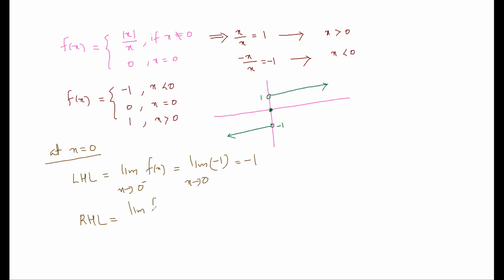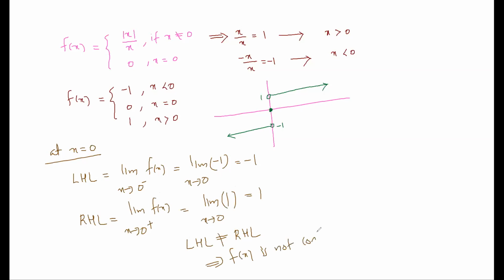Limit of that function as you are approaching 0 from the right side, the function value is 1. So limit of a constant is constant. So you can see that left hand limit is not equal to right hand limit. That implies function is not continuous at x is equal to 0. बाकी सब पॉइंट में फंक्शन कंटिन्यूस है.